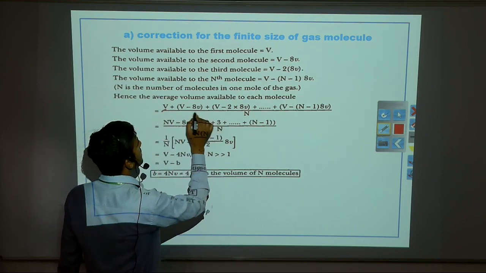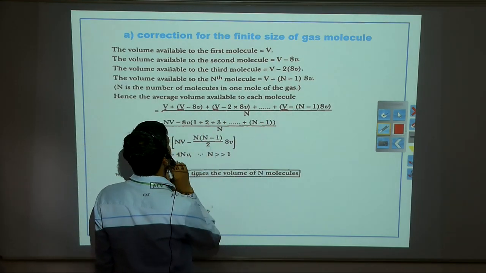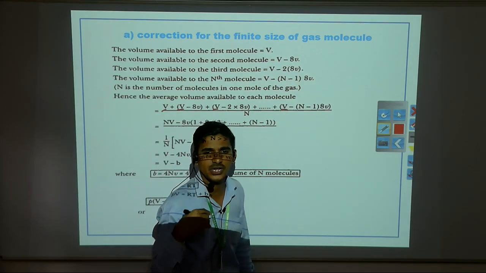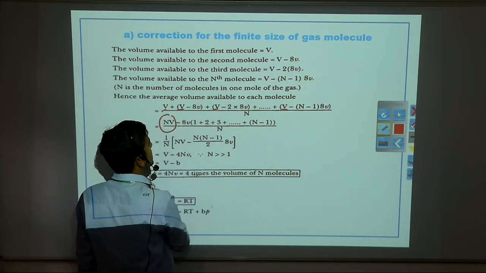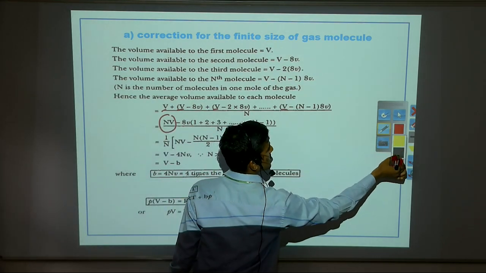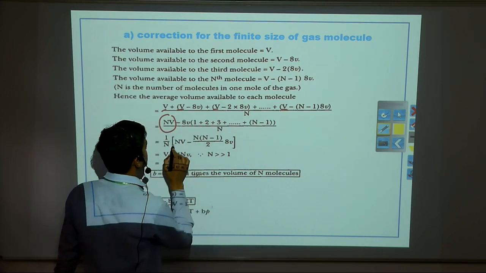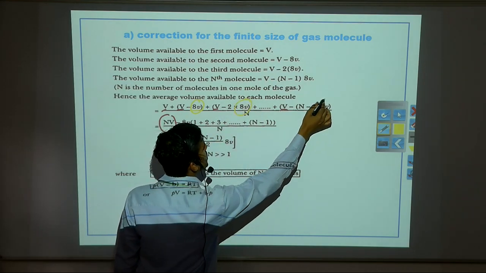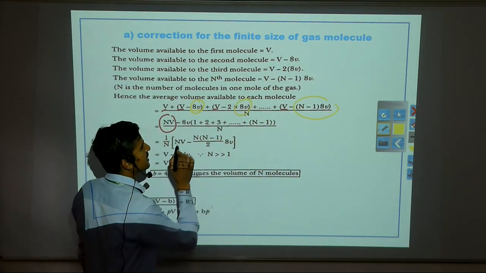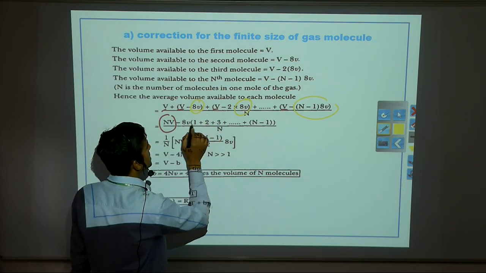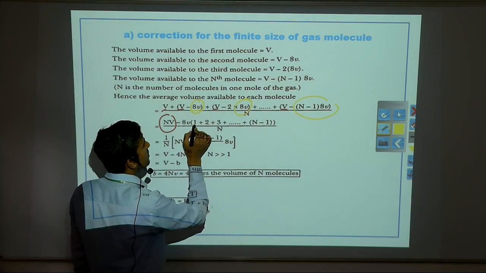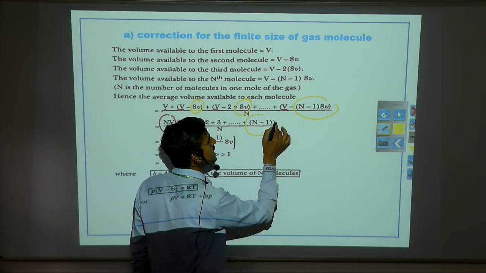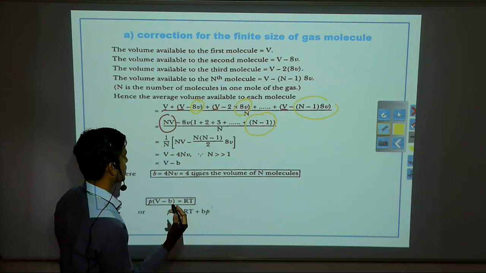Here take V common. V for n molecules means V plus V plus V up to n terms, which is nV. Next, take 8v common: 8v times (1 plus 2 plus 3 up to the nth term, n minus 1). This is for the nth molecule.